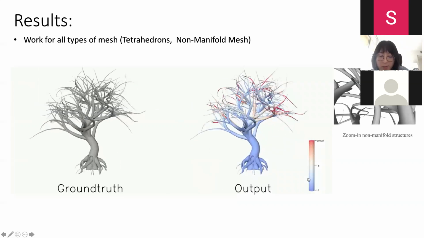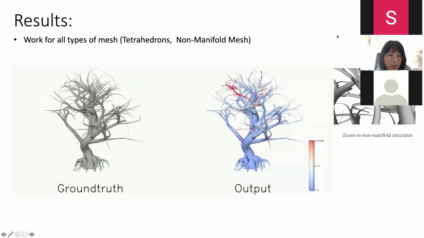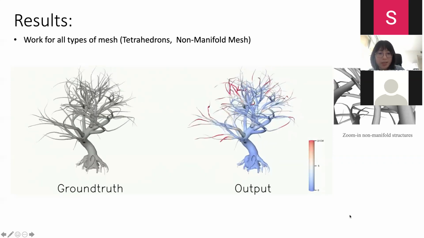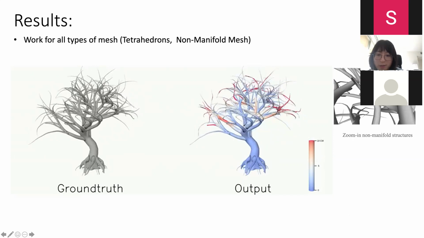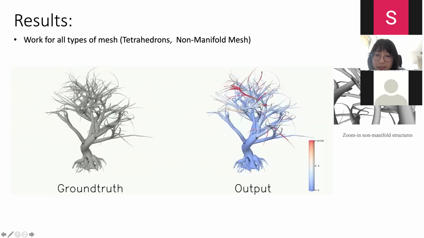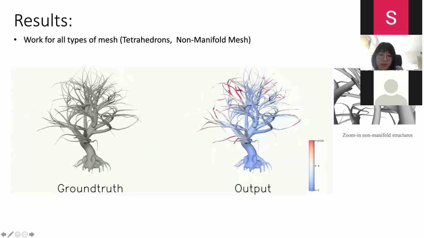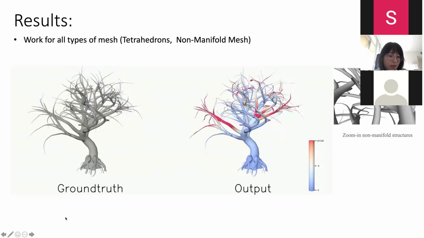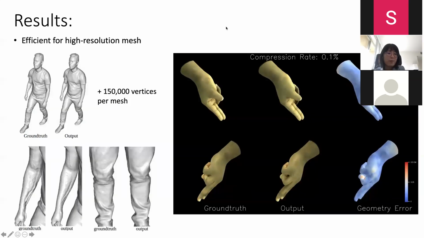Another example is the reconstruction results on a non-manifold mesh. The left is the ground truth, the right part is the output. For the non-manifold mesh, if I zoom in on the local structure, you can see that this part is non-manifold, and this part, the spike here, is also non-manifold, but the network can still handle it. The ground truth data is also generated by a simulator.